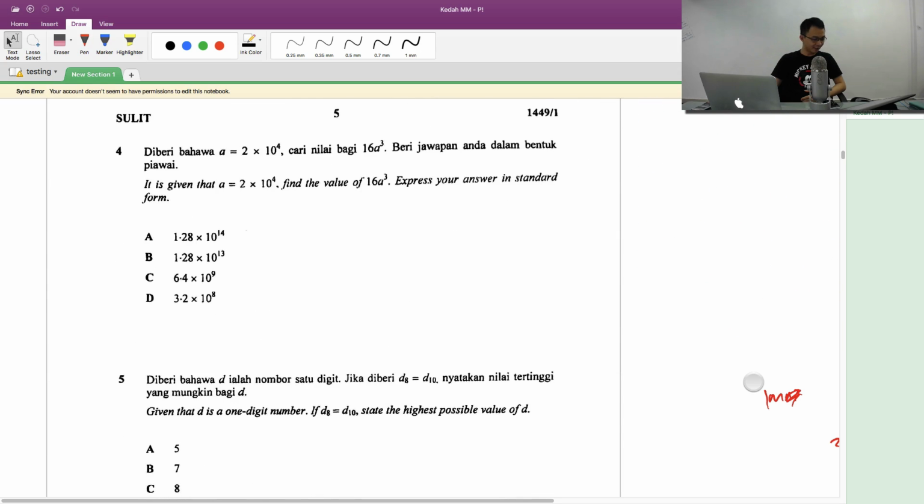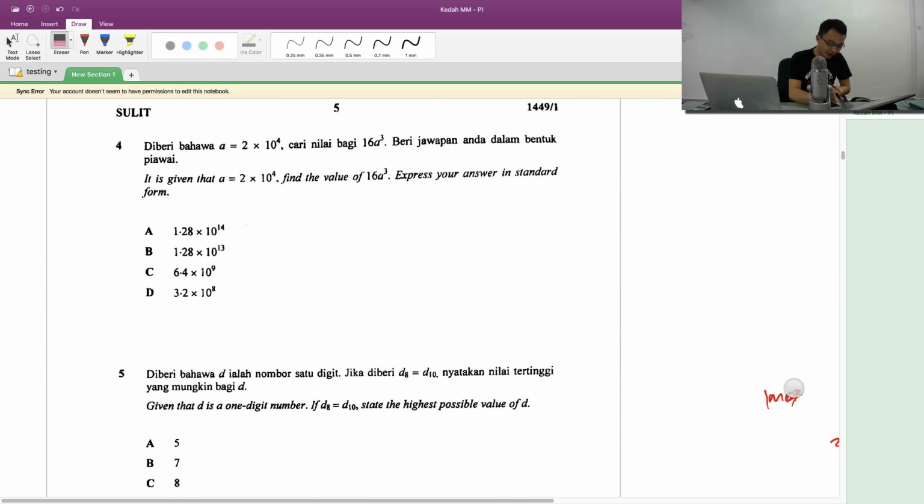Okay, it's not too hard. Alright, and this part cannot erase, it's okay. So let's continue. It's given that a equals 2 multiply 10 power of 4. Find the value of 16a power of 3 in the standard form.